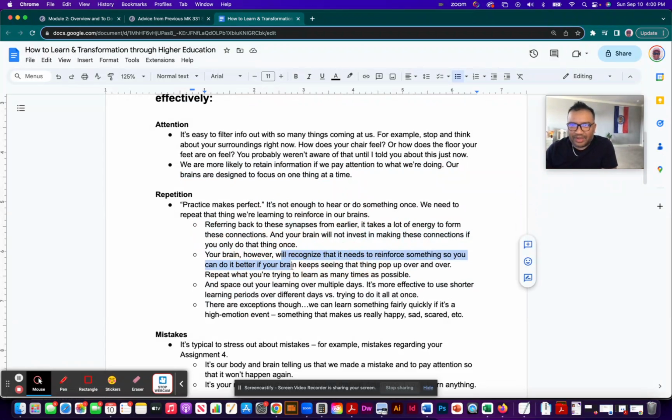Let's make those connections. And then space out your learning over multiple days. Don't try to read everything and learn everything on Monday and then not worry about it the rest of the week. What I would say is space it out. It's more effective to use shorter learning periods over different days versus trying to do it all at once.